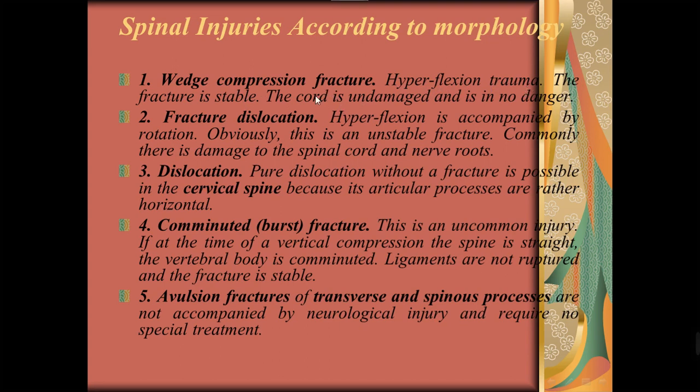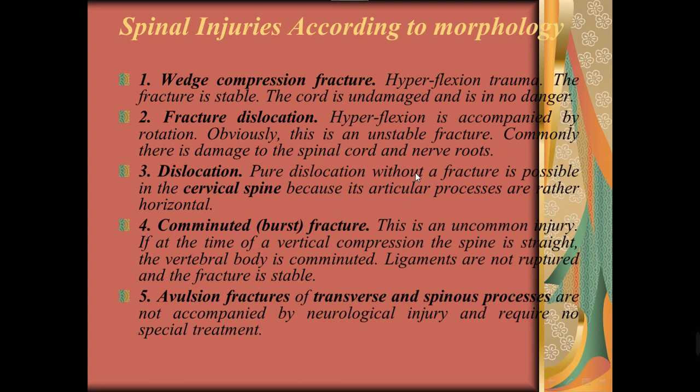The fracture is stable. Why? Because it's affecting only the anterior column. The cord is undamaged and is in no danger. Fracture dislocation, for example, hyperflexion accompanied by rotation. Obviously, this is an unstable fracture because it affects the anterior and middle column. Commonly, there is damage to the spinal cord and nerve roots. But also, the dislocation may affect the anterior, middle, and posterior, so that three columns are affected.